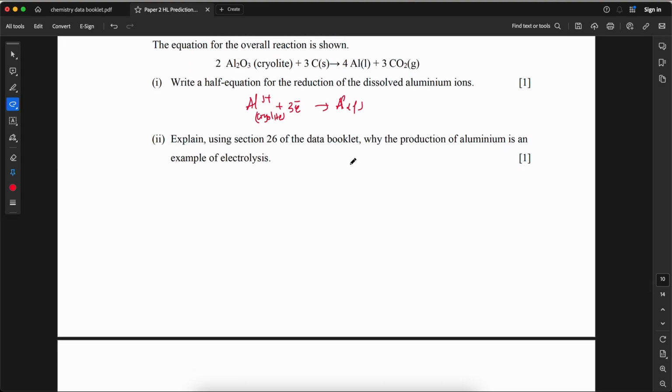Explain using section 26 of the data booklet why the production of aluminum is an example of electrolysis. Section 26, it's the reactivity series. In the reactivity series, aluminum is higher than carbon, so an input energy is required to make the reaction occur.